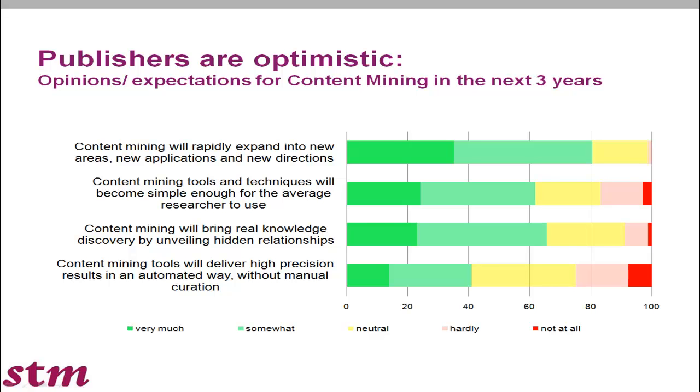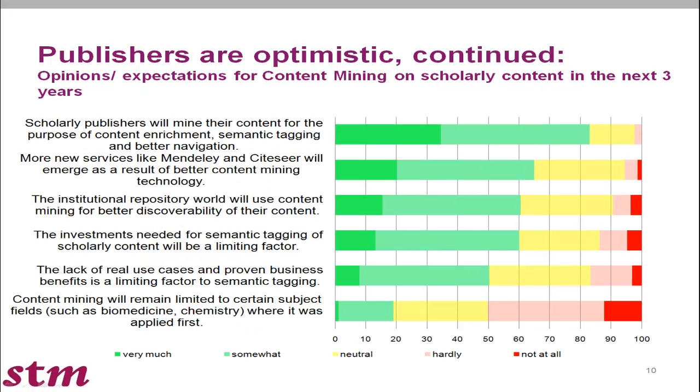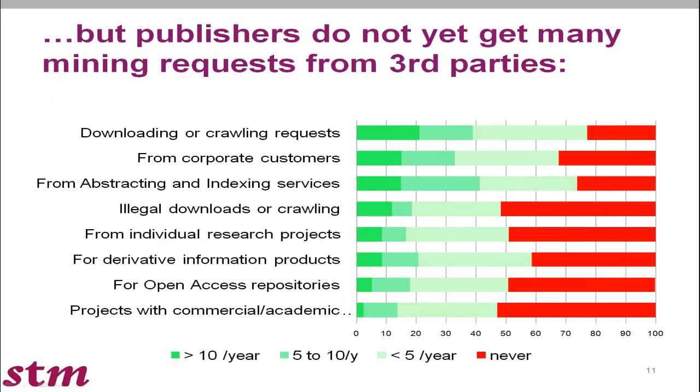Same is the case for the next picture, where you see a few more statements, and at the bottom you see one reply category which contains more red, but that is because that was a negatively phrased statement, and it said content mining will remain limited to certain subject fields. And you can see here that 50% or perhaps even 70% of the respondents do not agree with that, or hardly agree with that.